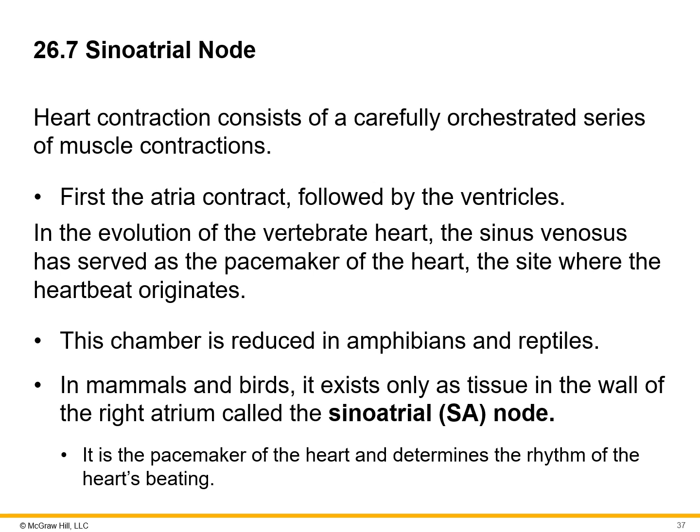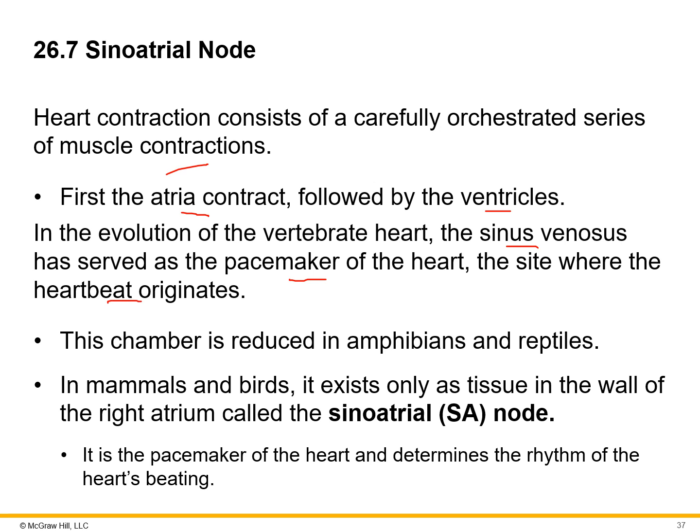So then we also have a couple nodes here to talk about. So the contraction consists of a carefully orchestrated series of contractions that occur. So first the atria contract, then the ventricles. As it's changed over time, what we get is this pacemaker effect that occurs in the sinus venosa. And this is where that heartbeat actually originates.